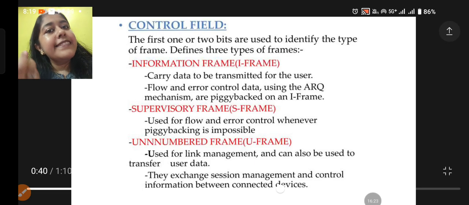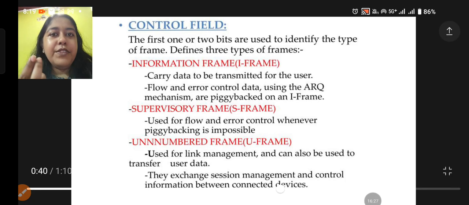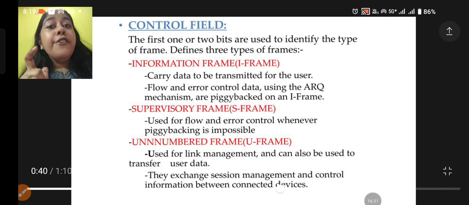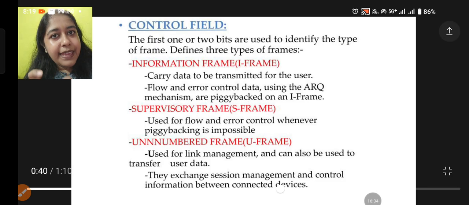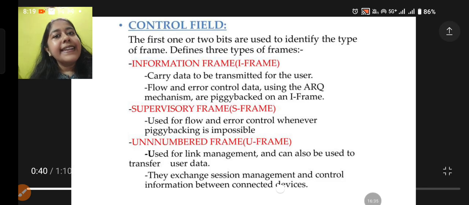If piggybacking is impossible, at that particular time this supervisory frame, the S frame, will be used. It is used for flow and error control wherever piggybacking is impossible.